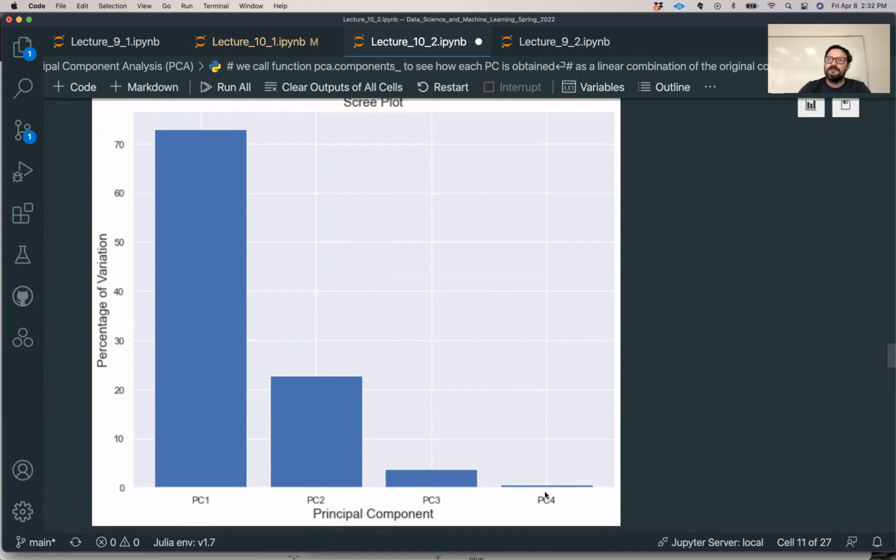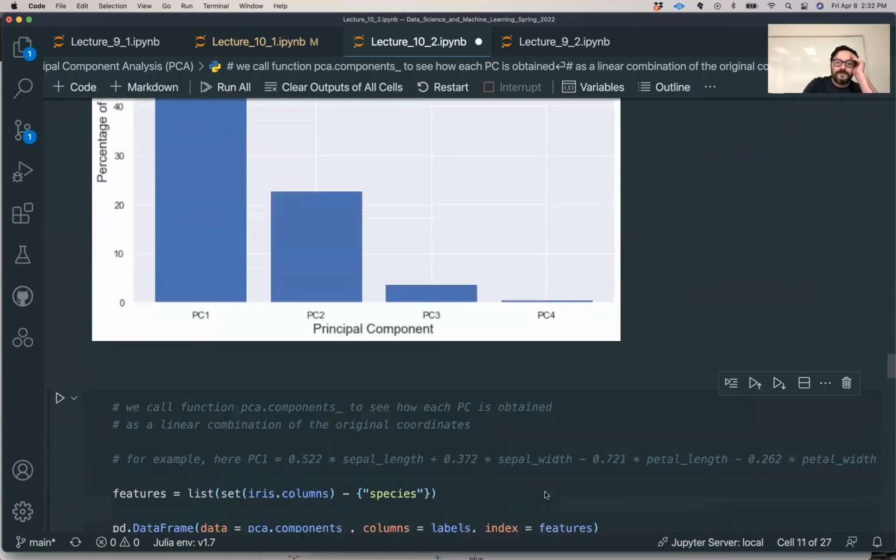Imagine you had a bunch of features, right? You'd want to do this to figure out which components to learn on. What are the features that are most important?